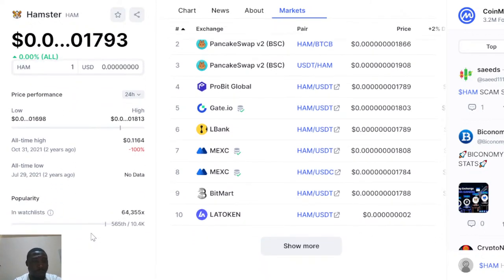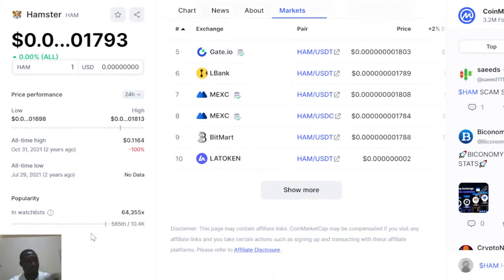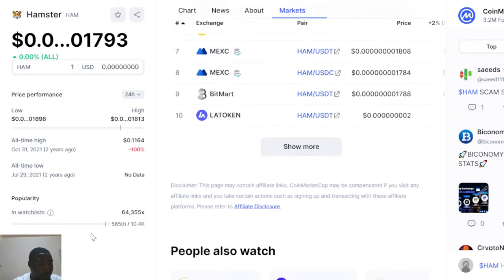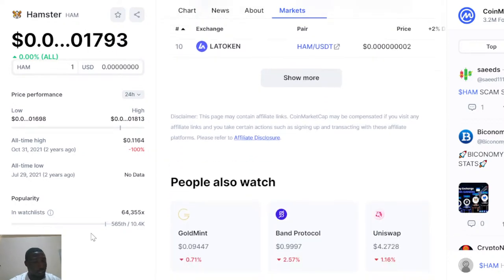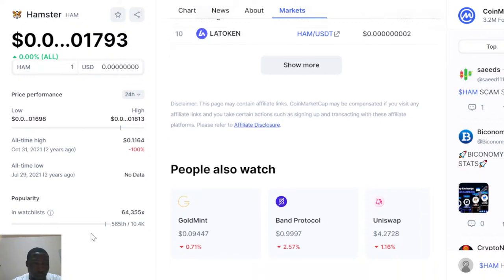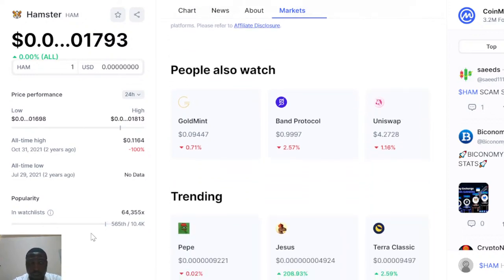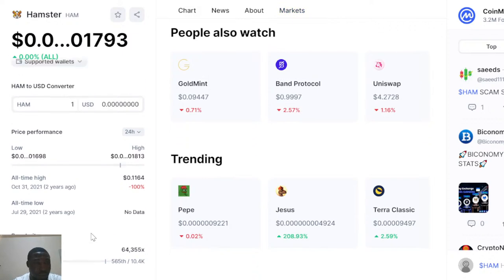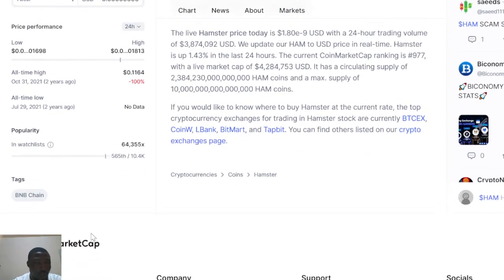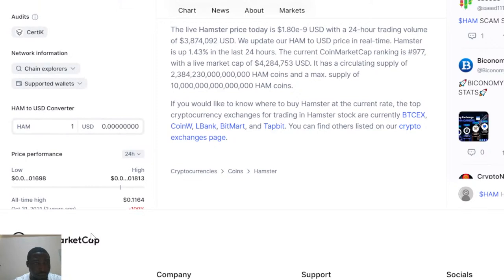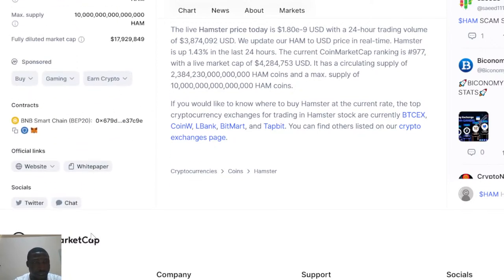What is the all-time low? I do tell you guys that knowing the all-time low is also very, very important for us to take note of. Knowing the all-time high and the all-time low is very important. Now, what is the all-time high of this project?